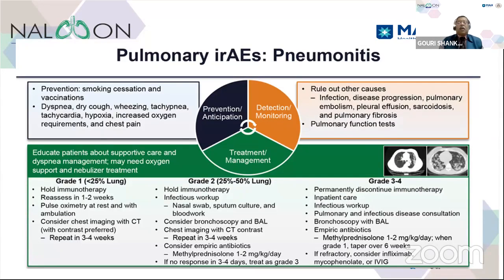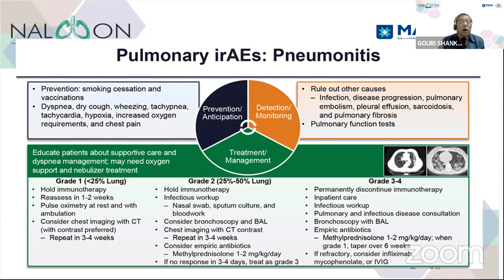So for pulmonary immune reaction, pneumonitis, our essential is to prevent and anticipate this. Please advise your patients to stop smoking. Make sure that they are vaccinated against common diseases like flu, pneumonia, pneumococcal, and H. influenza. I'd even give the adult DPT vaccine because this helps. Dyspnea, cough, wheezing, tachypnea, and tachycardia should be on your radar. Rule out infections whenever you have this problem and have a pulmonary treatment management.